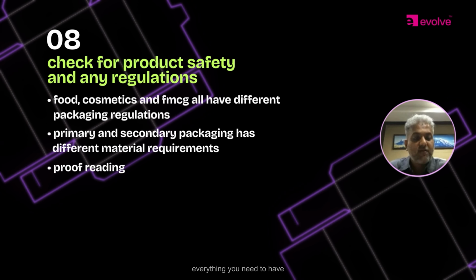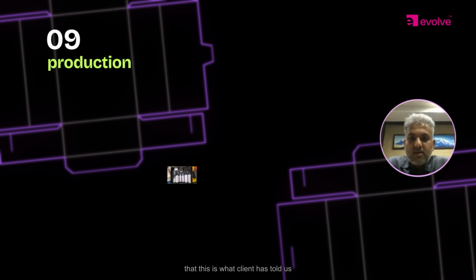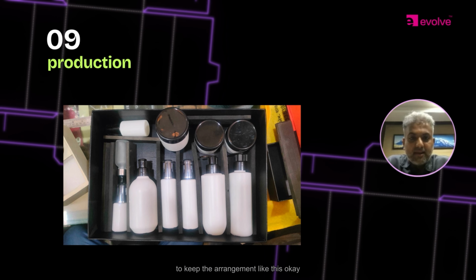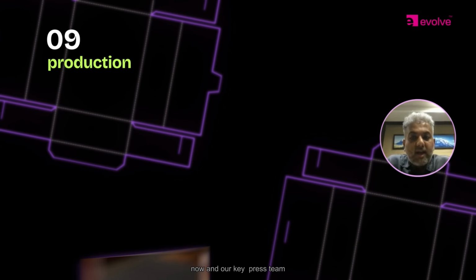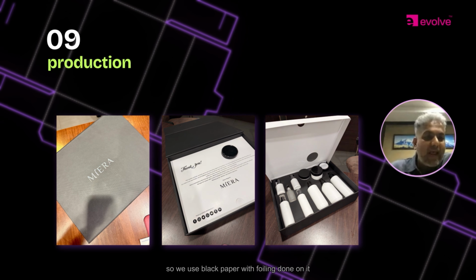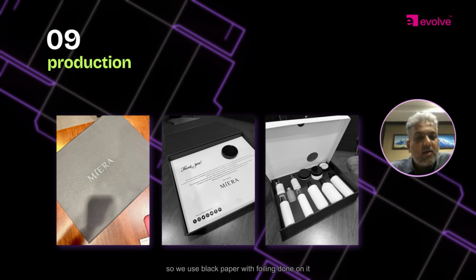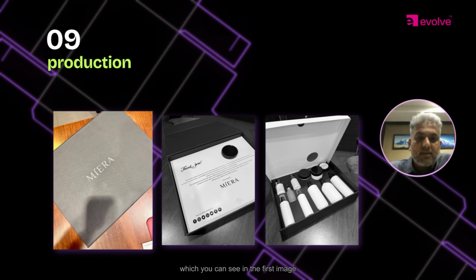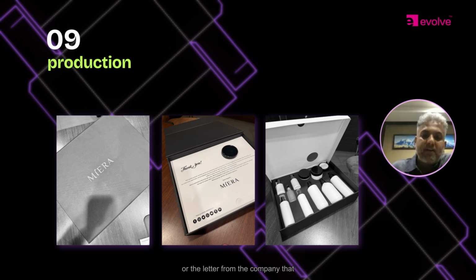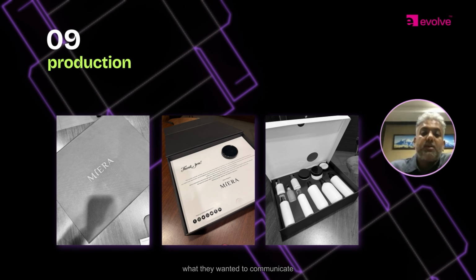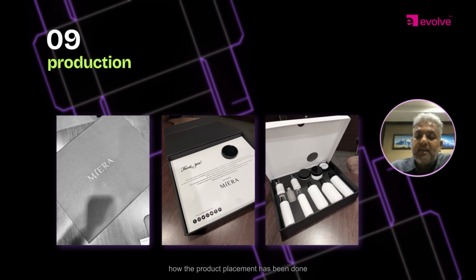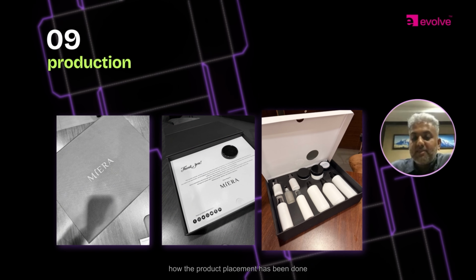Then prepare the print file. Now I'll just share over here that this is what the client told us to keep the arrangement like this. Okay. And our pre-press team worked and designed. So we used black paper with foiling done on it, which you can see in the first image. The second image is a thank you note or letter from the company about what they wanted to communicate before they open the product. And the third is how the product placement has been done.